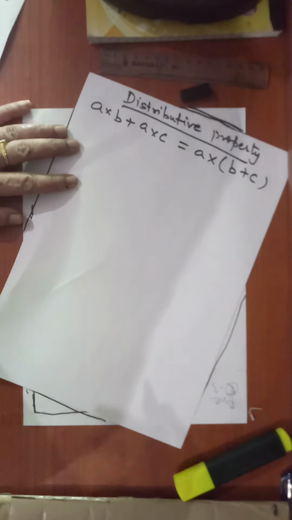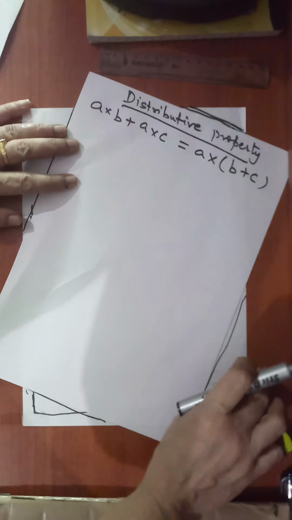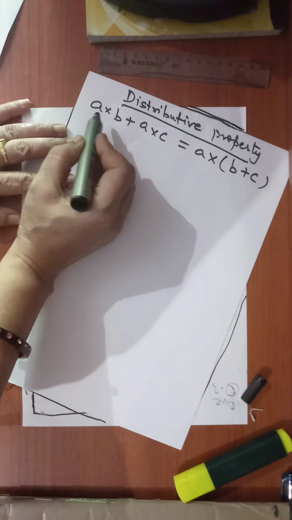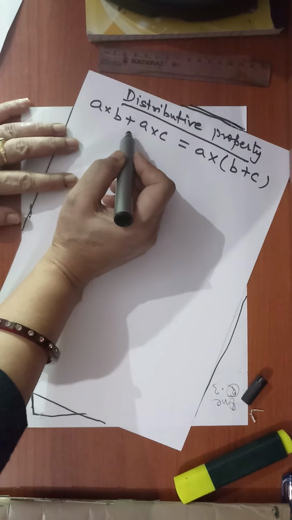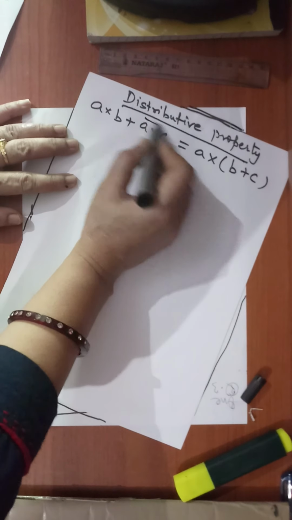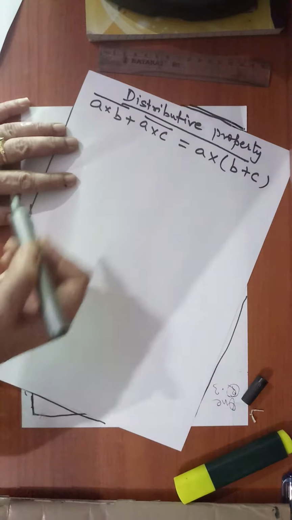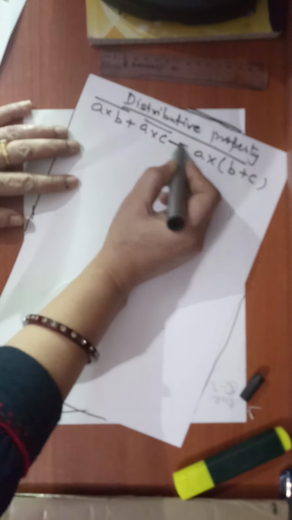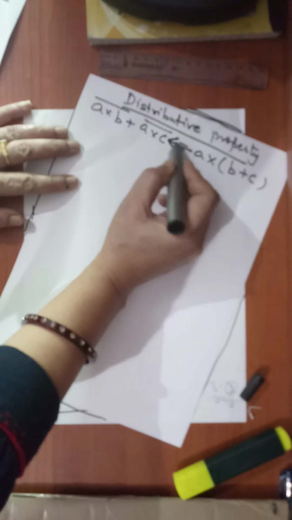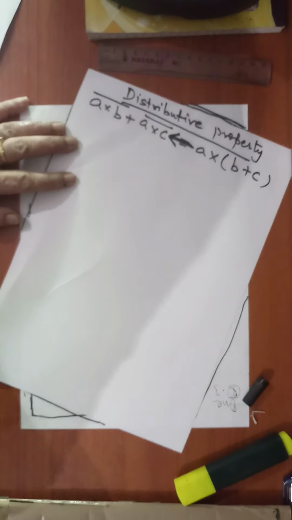Hello students. Now let us do this distributive property. We have already studied this distributive property. A multiplied by B plus A multiplied by C can be compressed like this: A multiplied by B plus C. Now see, the reverse part is also true, and today we are going to do the reverse part of it.